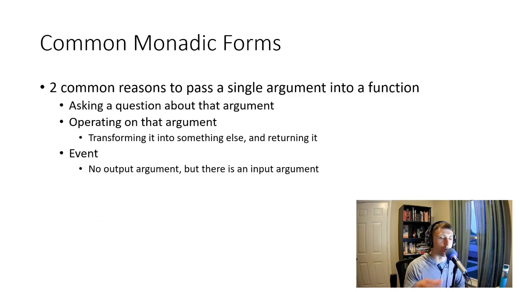So how many arguments they're taking in: monadic, 1 argument; dyadic, 2 arguments; triadic, 3 arguments, and so on. Robert talks about how there are 2 common reasons to pass a single argument into a function. So take deliver pay, right? You're taking in the information from that employee object to set the pay for that week for the employee. So your question about that argument, or operating on that argument, would mean that you're transforming it into something else and then returning it.